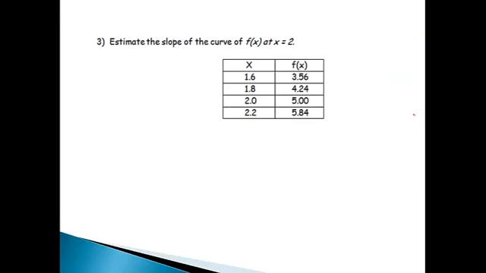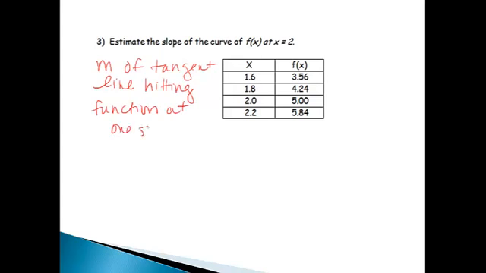Well, what if they don't give you a picture? What if they give you a table of some values? Yeah, you could plot these, but there's no reason. Because how do you find slope? Remember, it's the slope of the tangent line that's hitting or intersecting your function at one spot, which we call x, y. Well, in this case, they're asking us to do it right here at 2. So I want the slope of my tangent line hitting the function at this point 2, 5.